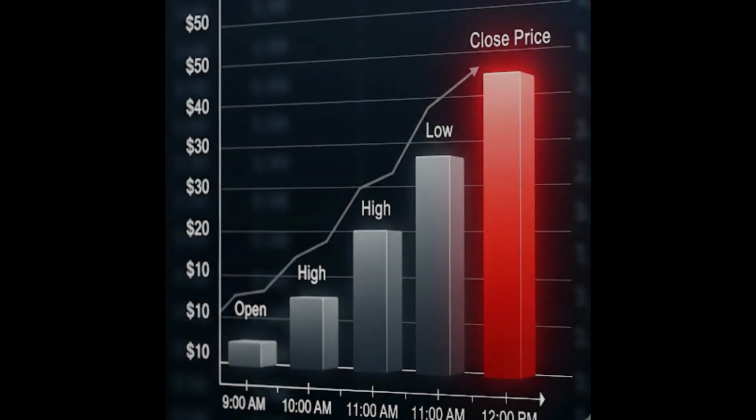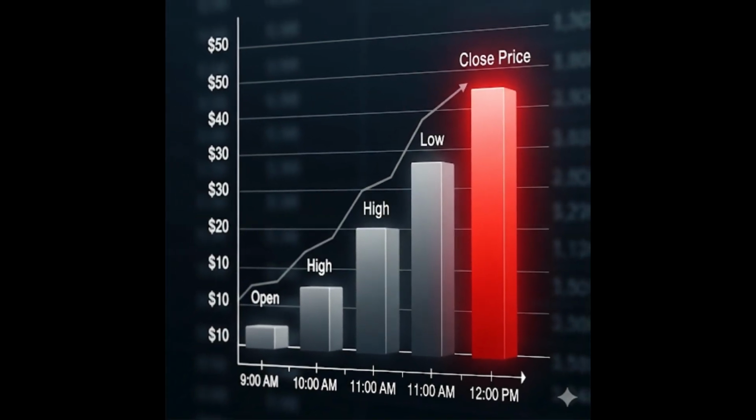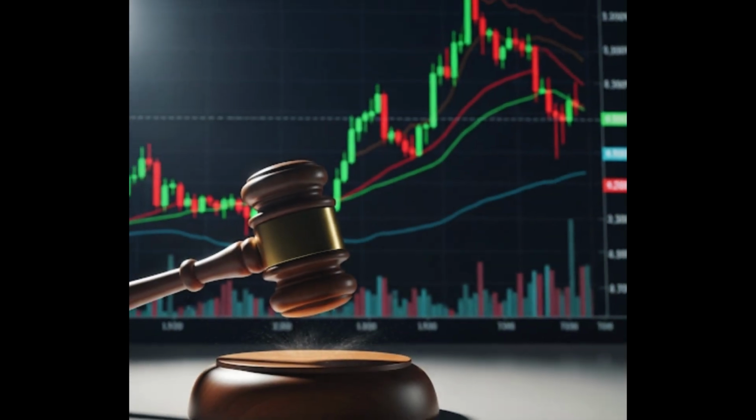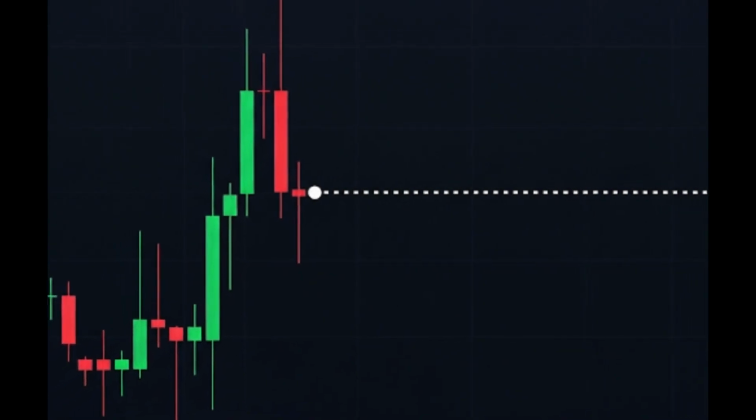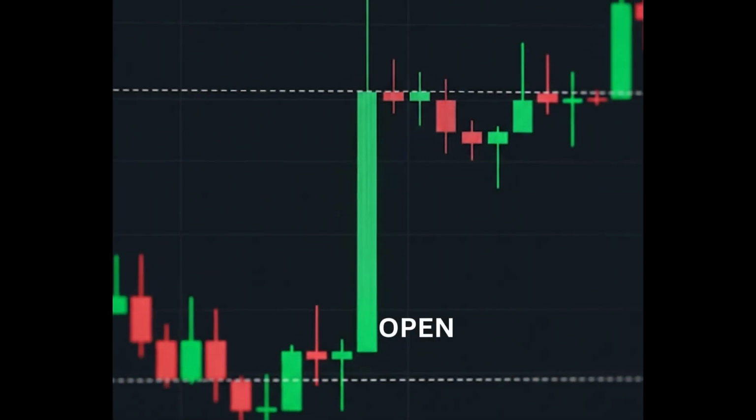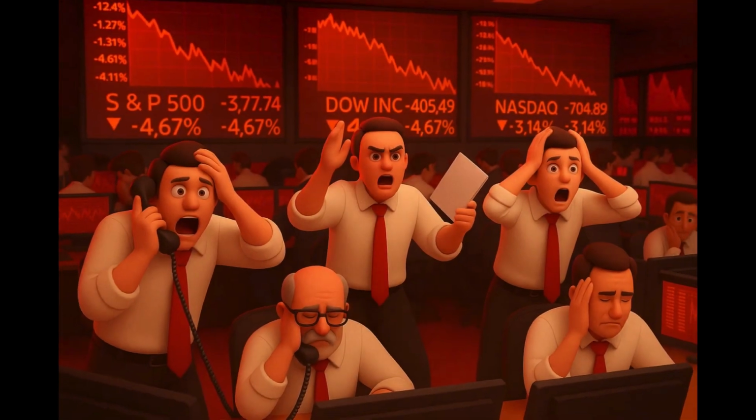Among these, the close price is the most important. It reflects the market's final verdict for the day and acts as a reference for the next session. If the stock closes above the open, it's usually considered a strong day. If it closes lower, sentiment is weak.